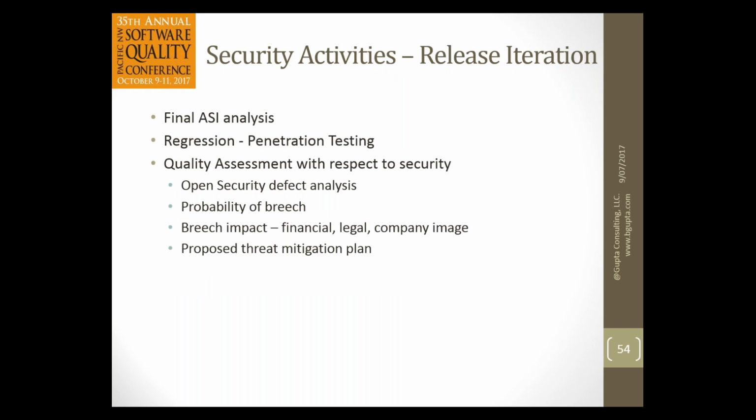And in the release iteration, you should know your surface index. Regression testing, penetration testing should be included in this particular case. And then your overall quality assessment, like we do open security defect analysis: what's the probability of the breach? What will be the impact? And what is our mitigation plan? I think what is most important is to have a mitigation plan. A lot of people don't do that from a security perspective, and I think it's time to emphasize that we need to have a mitigation plan.